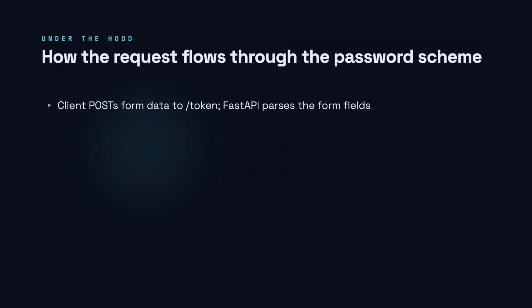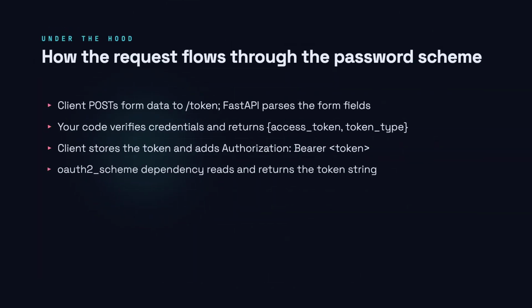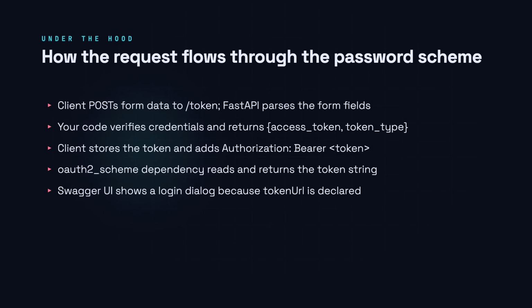When a login request arrives, FastAPI automatically parses the multipart form body. That is what OAuth2PasswordRequestForm does for you. Your route verifies the user and returns a plain JSON object with an access_token field. The client stores that token and attaches it as a bearer token on every subsequent request. On protected routes, oauth2_scheme runs as a dependency before your function, extracts the token from the header, and passes it in. The key consequence is that Swagger UI reads the token URL and renders a working Authorize button. You get interactive auth testing for free.